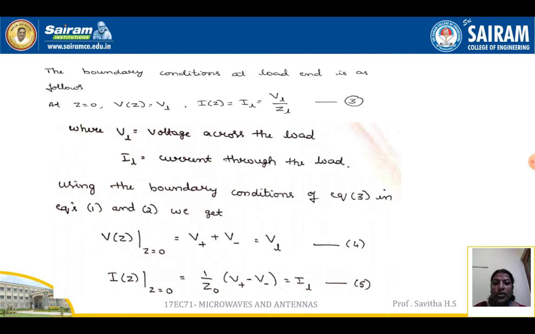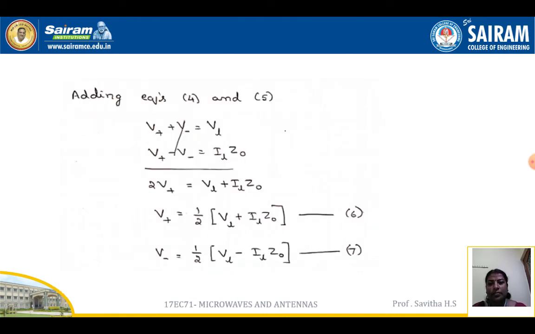Using the boundary conditions of equation 3 in equations 1 and 2, V(z) at z = 0. You can see that when z is equal to 0, e^(γz) is e^0, which is 1. So the remaining term is V+ + V-, which we take as VL. Similarly, I(z) at z = 0 equals 1 by Z0. Here also we get (V+ - V-), and we take this term as IL.